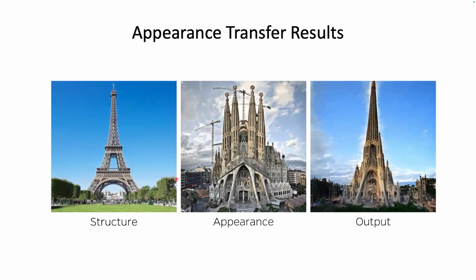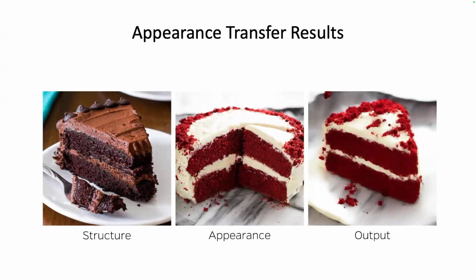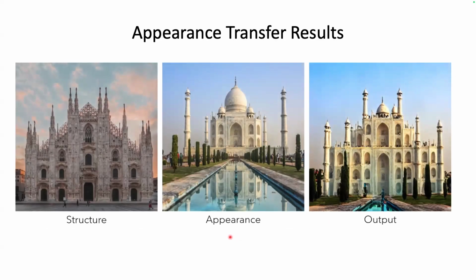Another example is for a building. So here on the left we have the Eiffel Tower, and in the middle the Sagrada Familia, and we're able to transfer the appearance, and with cakes. And I think this is my favorite example from the paper, because this building on the right looks pretty cool. Actually, even after I was in Milan and saw the Duomo in person, I actually even like this example more.